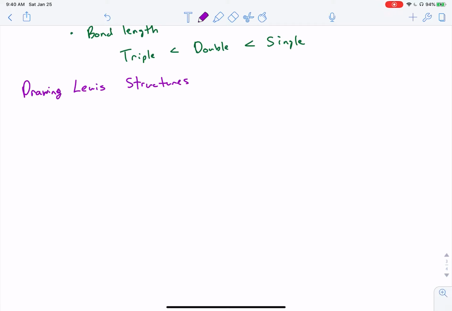Okay. So here's what you need to know when you draw a Lewis structure. I'm going to give you an example that you all know right away, so you don't have to think about it. You can kind of just follow the process. CO2.